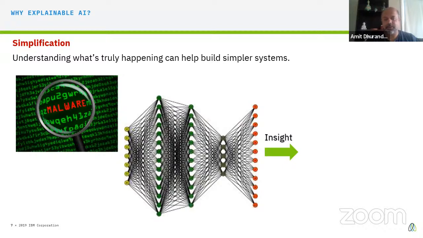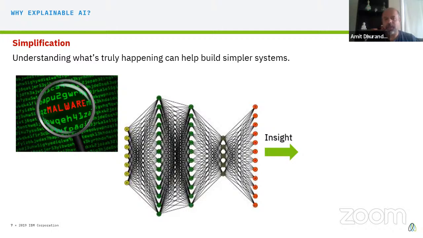So besides trust, are there other applications of explainable AI? One application is actually simplification. Some years back, there was this huge neural network which was trained to detect malware from regular code. And it had a very high accuracy. So people assumed that it was doing something really fancy, looking at a lot of really intricate aspects of the code to figure this out. But then there was a group which tried to understand why this was really happening.